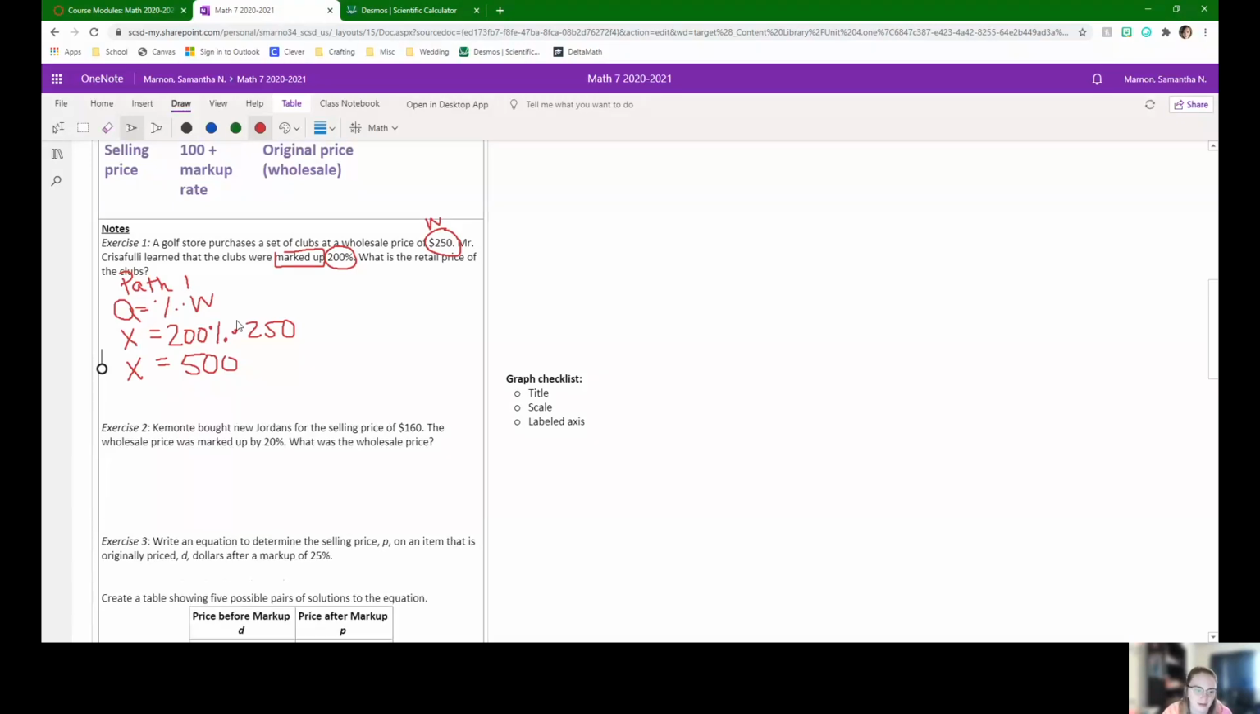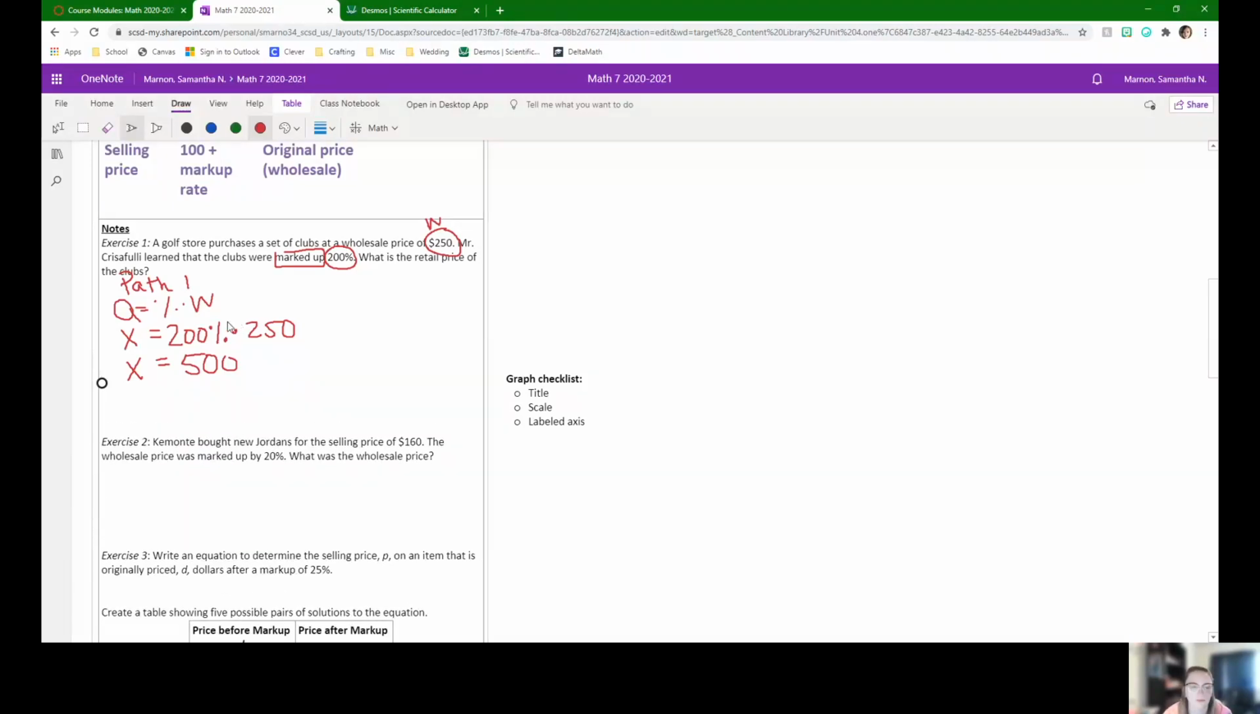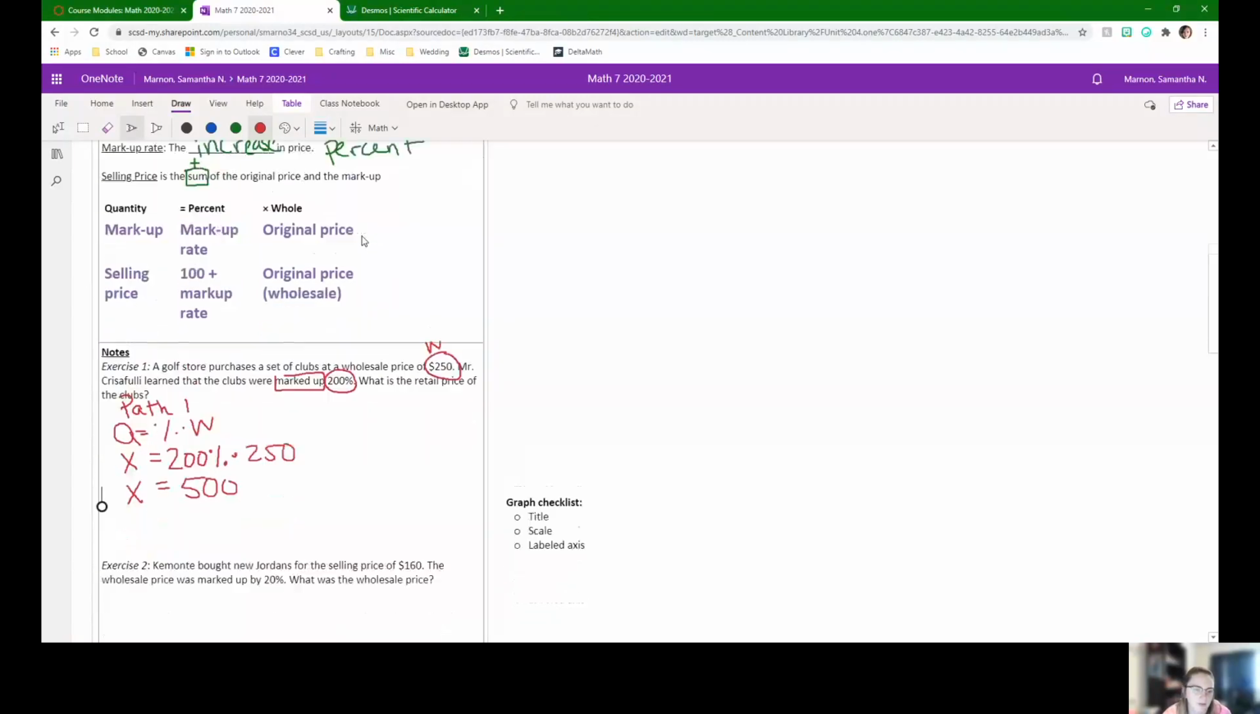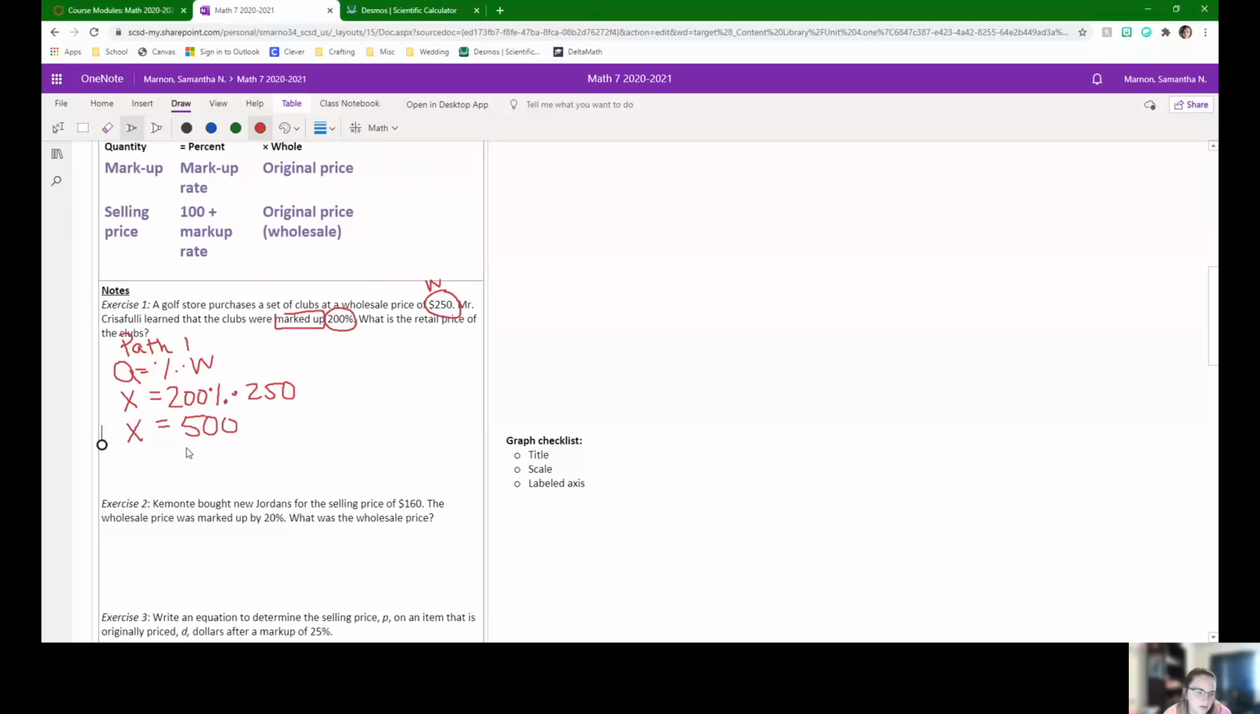That is not the selling price. The selling price, as we noted in our vocabulary up here, is the sum of the original price and the markup. So the markup is 500, but we need to do the selling price plus the markup. So really, this selling price is going to be $750. That's the first way you could do this problem.